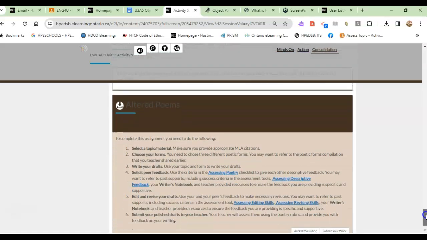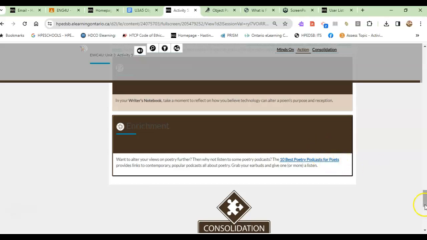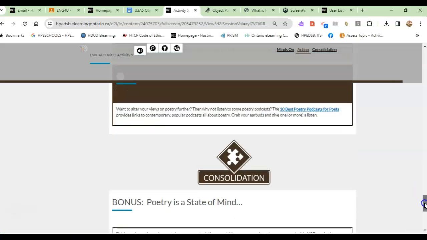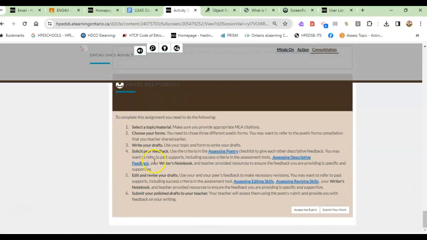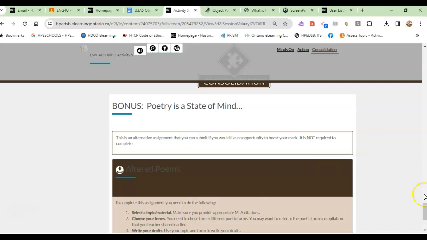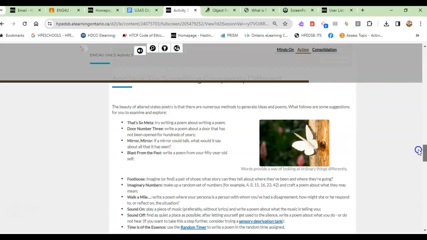It continues on down here where you could write an altered poem. So there's lots of information in here about what an altered poem is. There's podcasts for poets and a few other things. Here's what an altered poem is: taking inspiration from something else and creating a poem, a medium in which to create your poem. And so you could come down here and write an altered poem. But again, this is a bonus assignment and is not required, right? So bonus assignment. You can absolutely do that one too. If you come up with another idea for a poem and would like to submit it for extra marks, then you can absolutely do that.